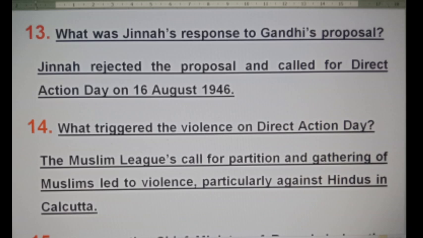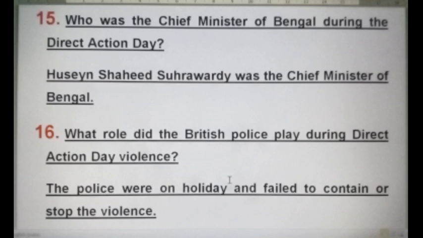What was Jinnah's response to Gandhi's proposal? Jinnah rejected the proposal and called for Direct Action Day on 16th August 1946. What triggered the violence on Direct Action Day? The Muslim League's call for partition and a gathering of Muslims led to violence, particularly against Hindus in Calcutta.